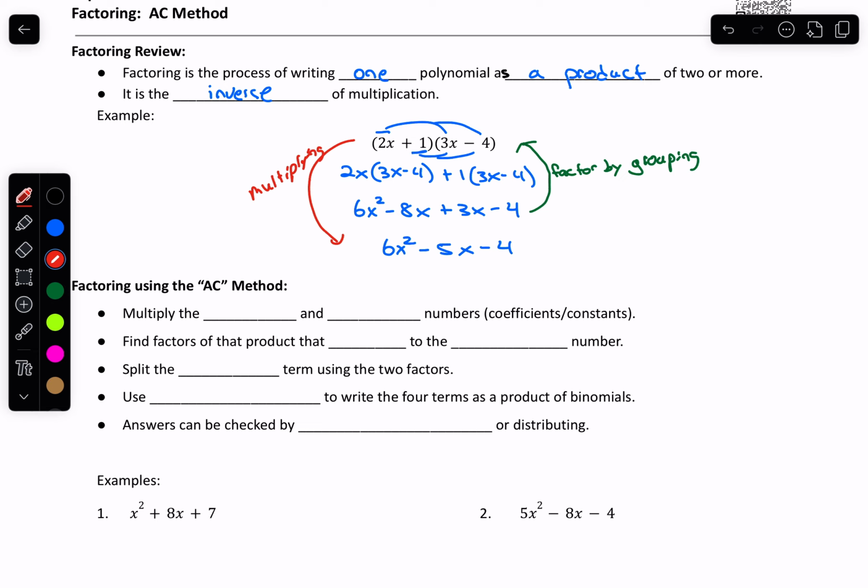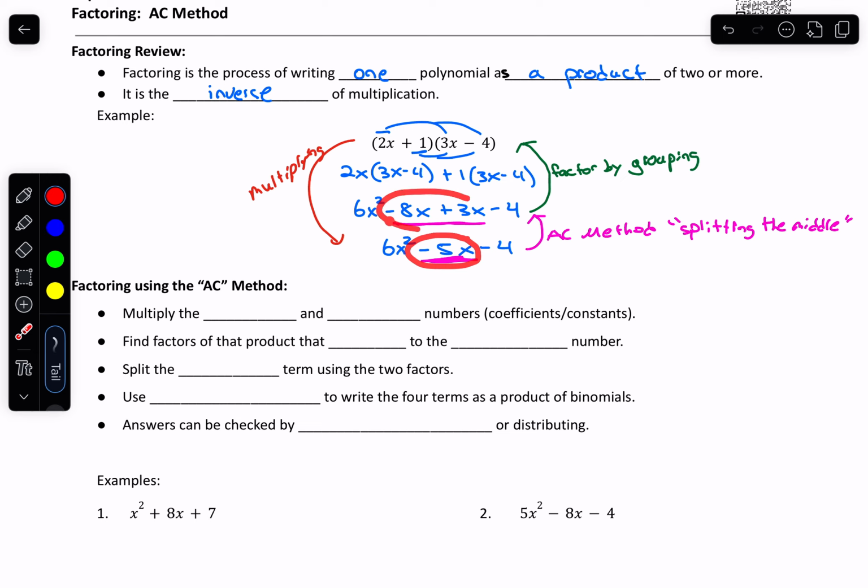But there's one extra step that we're going to add on to this, which is to go from the bottom one to the start of that green arrow. This is going to be the AC method. And the AC method is also commonly called splitting the middle. The reason splitting the middle is a name that makes sense is notice that negative 5x splits to become negative 8x plus 3x. So what we're going to be learning today is not factor by grouping, okay? We already learned how to do this green arrow right here, which takes us from the 4 terms up to the top. What we are specifically learning is how to split this middle term into these 2 terms.